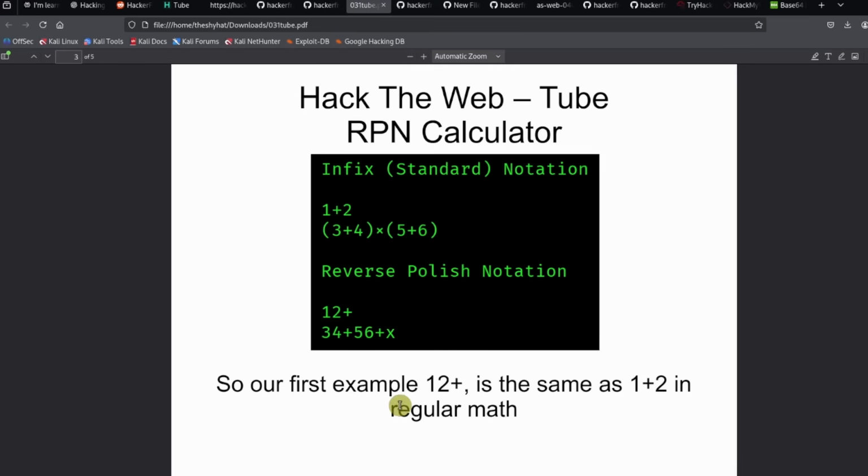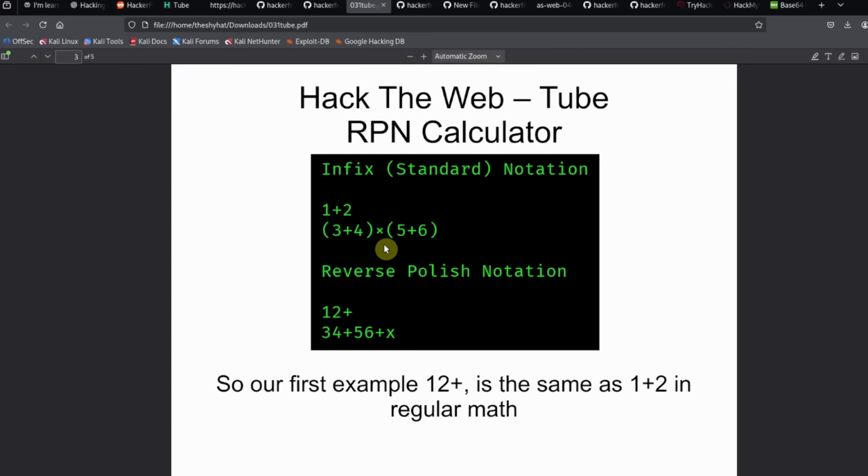So in our first example, 1, 2 plus is the same as 1 plus 2 in regular math. So we've got 2 different types of notation here. There's something called infix or standard notation, which is 1 plus 2. And then we've got the RPN version, which is 1, 2 plus. So we also have another standard notation equation over here, 3 plus 4 times 5 plus 6.